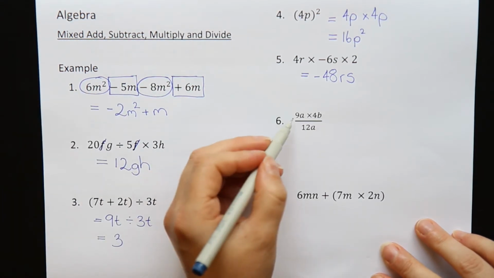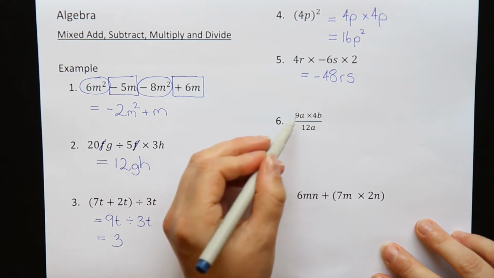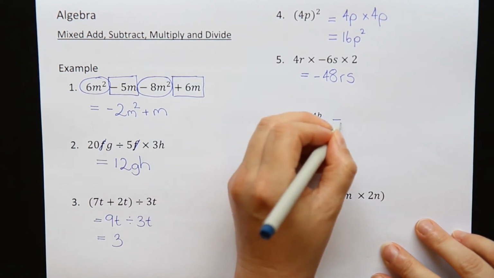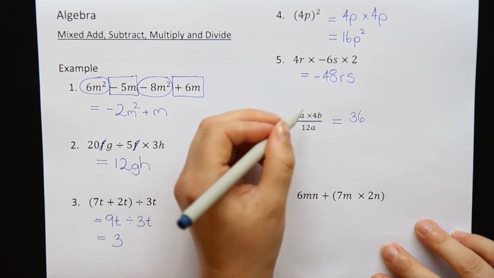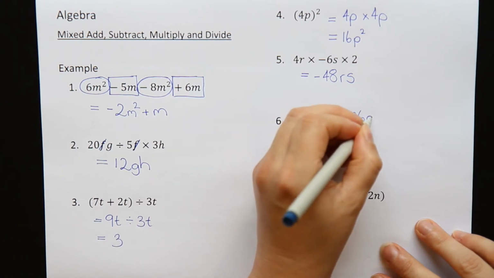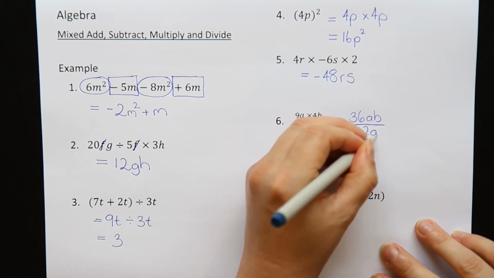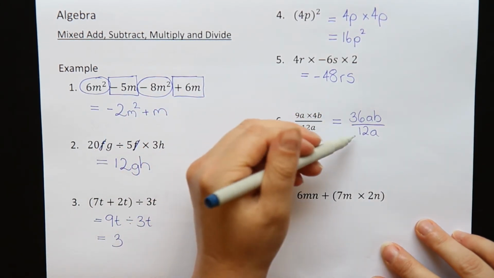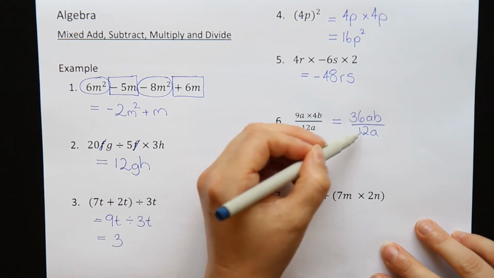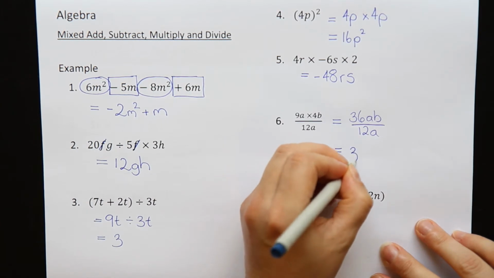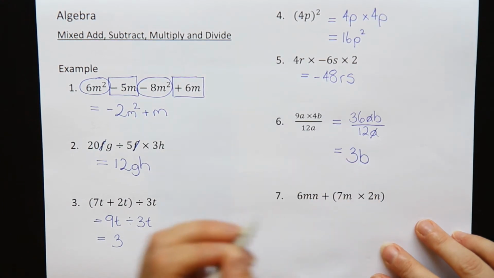Question 6, 9a times 4b over 12a. Well, probably easiest if I multiply the top together first. 9 times 4 is 36. a and b will sit afterwards over 12a. Okay, so then now that I've done that, it's much easier to do the divide. 36 divided by 12 goes 3 times, and the a's will cancel off, so the b is left sitting with the 3.